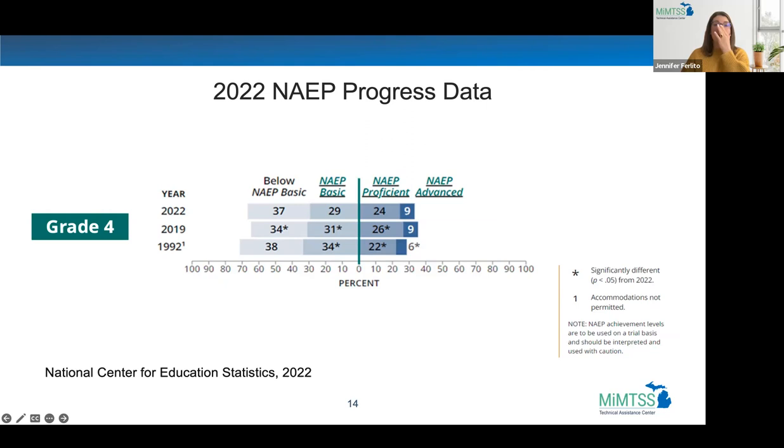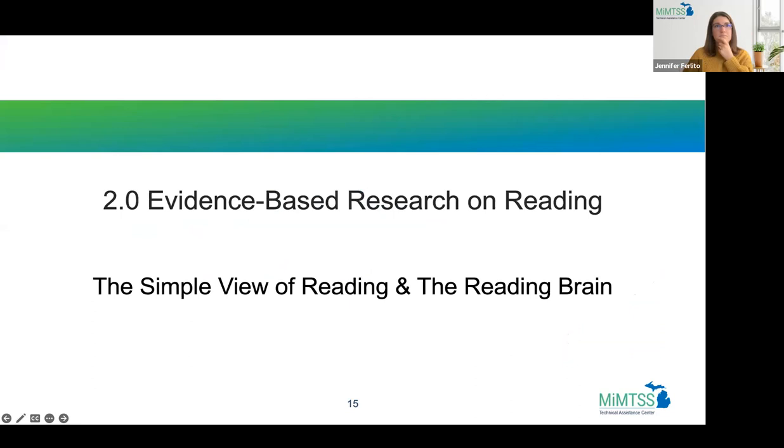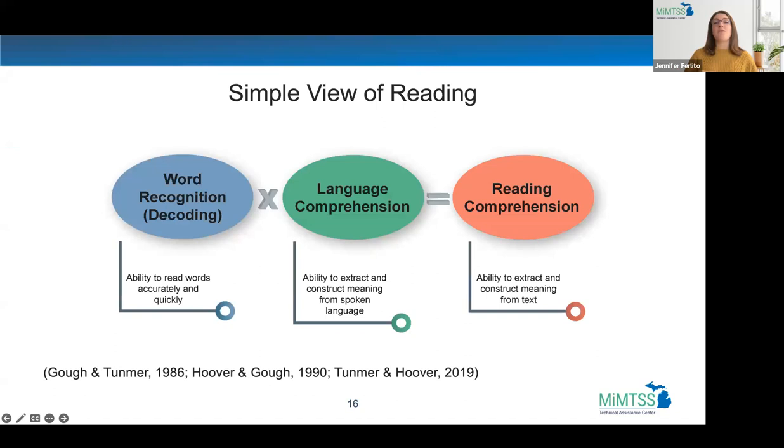And more importantly, we also need to understand how someone learns to read if we are going to teach someone how to read. And I, without a doubt, did not have this understanding when I began practicing as a speech pathologist. So that leads us into some research that is grounded in the simple view of reading and the reading brain. These two discussions are really going to ground our practice. Everything changed for me when I understood the simple view of reading, and then it changed a little bit more once I understood how the brain learns to read.